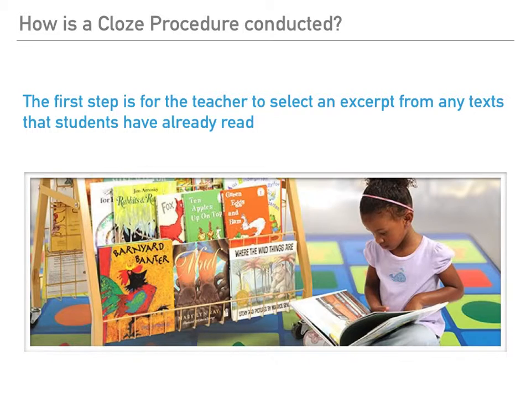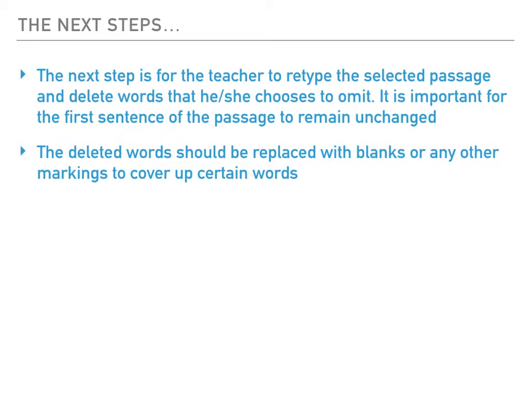Well, the first step is for the teacher to select an excerpt from any text that students have already read. This could be any story, nonfiction book, or any content area textbook that students have already read. The next step is for the teacher to retype the selected passage and delete words that he or she chooses to omit. Some teachers will use patterns to delete words. They will delete every fifth, sixth, or seventh word. However, this isn't necessary. It is important for the first sentence of the passage to remain unchanged.